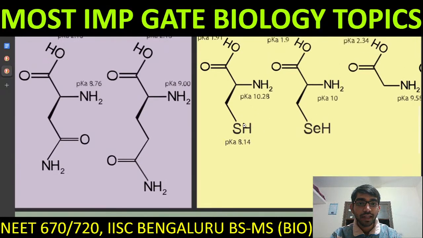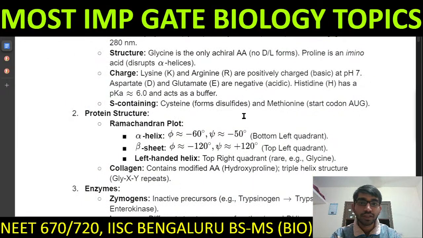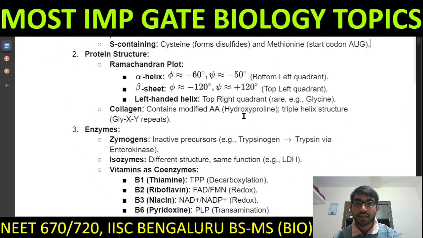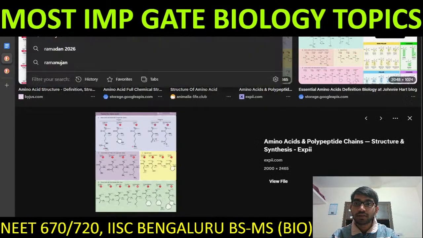So when this H is removed in the basic environment or alkaline environment, then this S minus nucleophile can react with other groups and can form the disulfide bridge. So we have covered this part. Then important, Ramachandran plot. So I will just pull up the image for this as well.